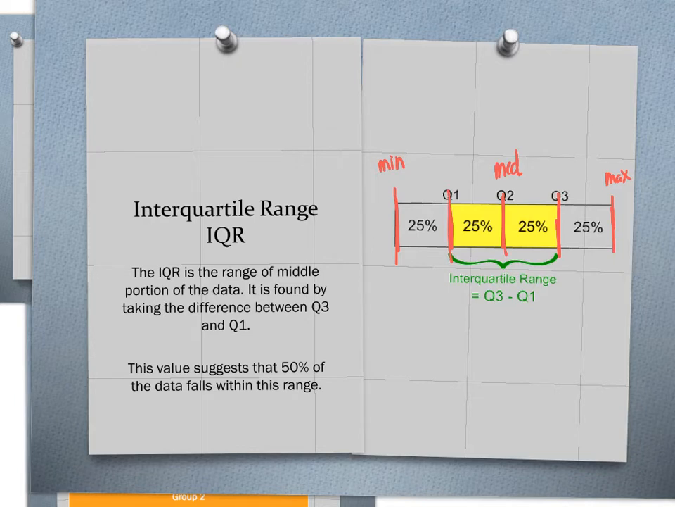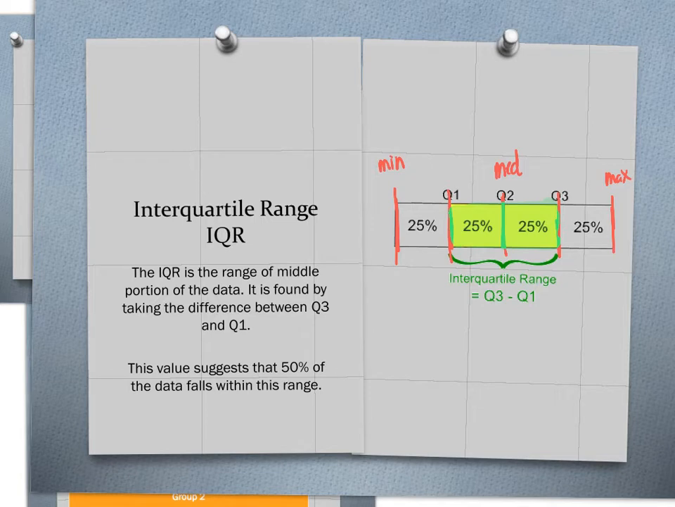Sitting in each quartile is 25% of the data. We're interested in this middle 50% right here. That's what the IQR gives us. The IQR gives us the middle 50%. And to find it, all you have to do is find Q1 and Q3.